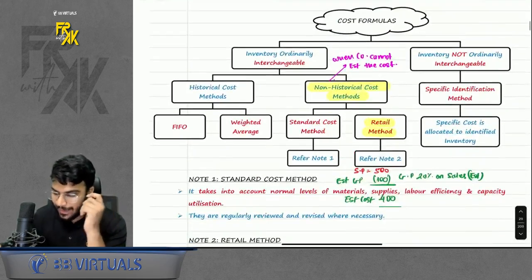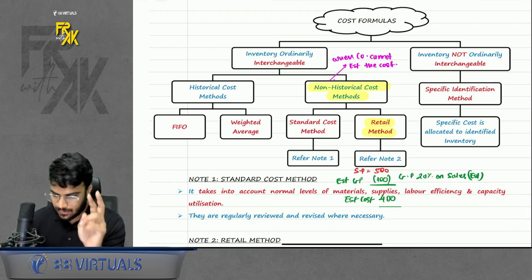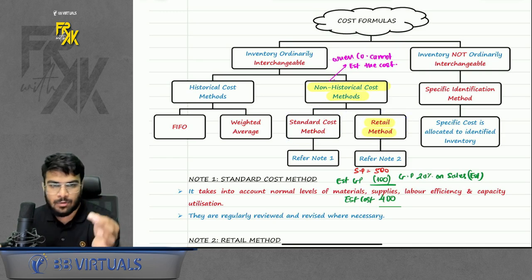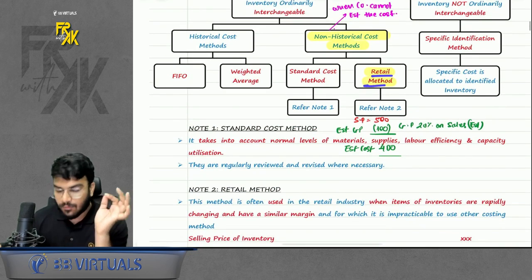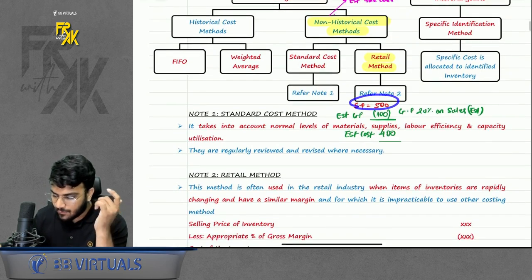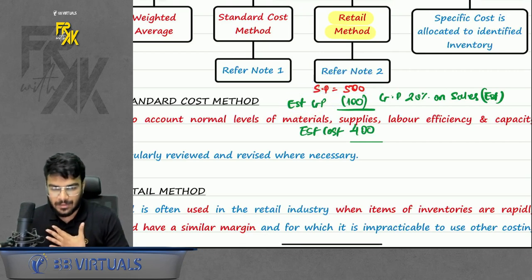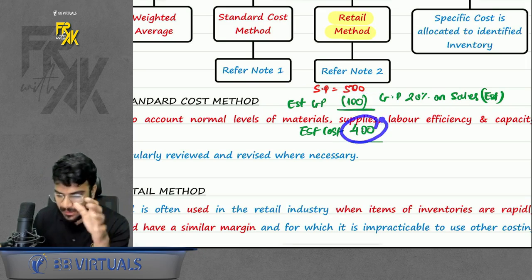But sometimes estimating the cost itself becomes difficult. In that case, you have two methods: standard cost method and retail method. In the standard cost method, we apply the standard costing technique, which we learn in the costing chapter, right? In the retail method, what do we do? We do a reverse calculation. We have the sales figure, we calculate the estimated gross margin in our business. Estimated. So from the selling price, you will deduct the GP, and you will get the estimated cost.